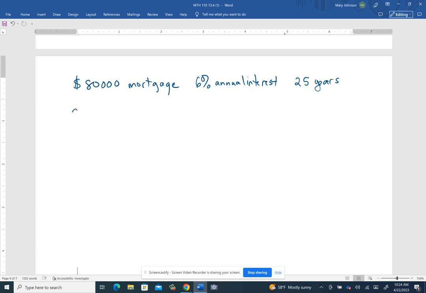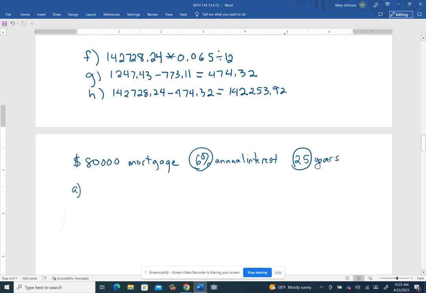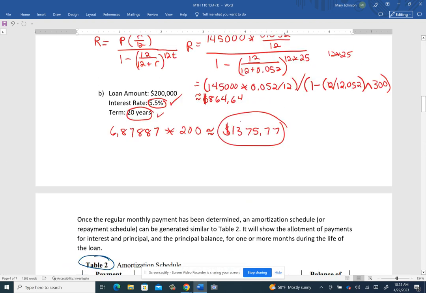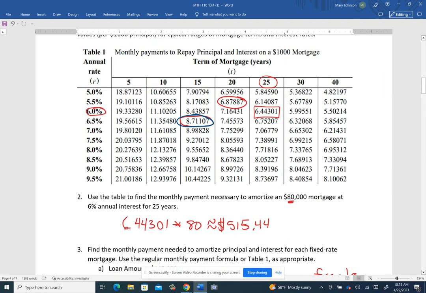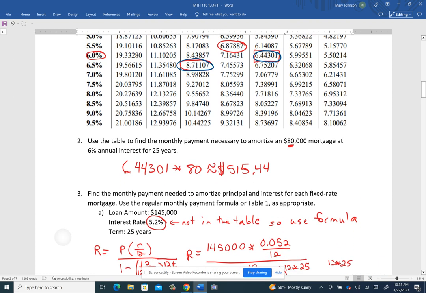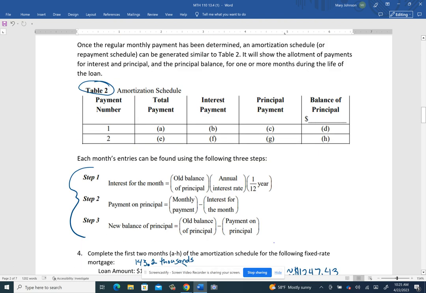So we're going to come in to start with, and we're going to go to that chart because 6% and 25 years is in that chart. If it hadn't been, we'd go to that formula and calculate our monthly payment. So let's go to 6%, 25 years, and there it is. Okay. We used this example earlier, that 6.44301.